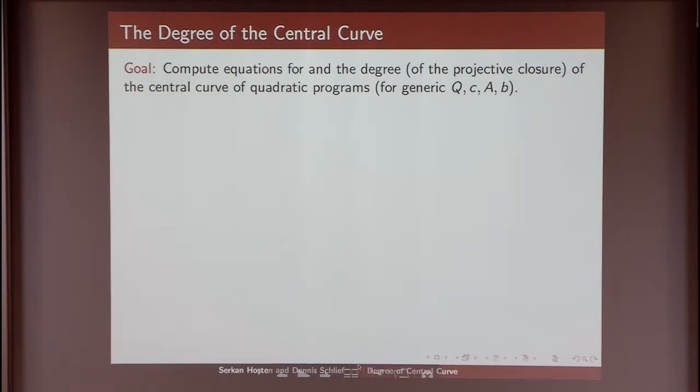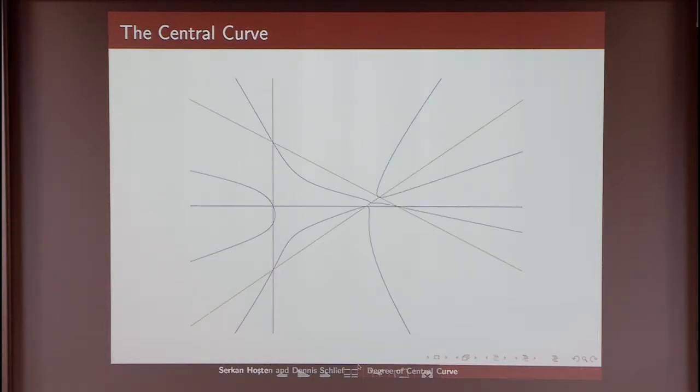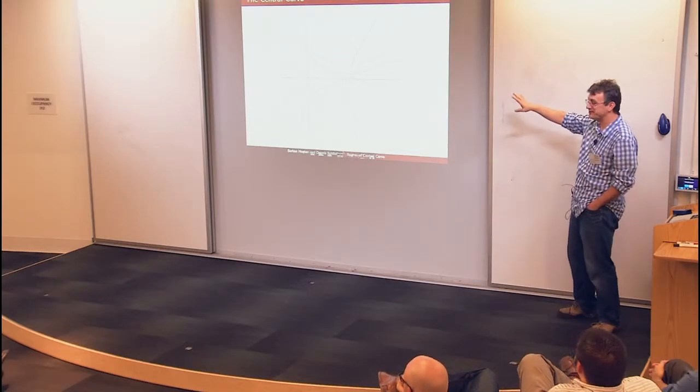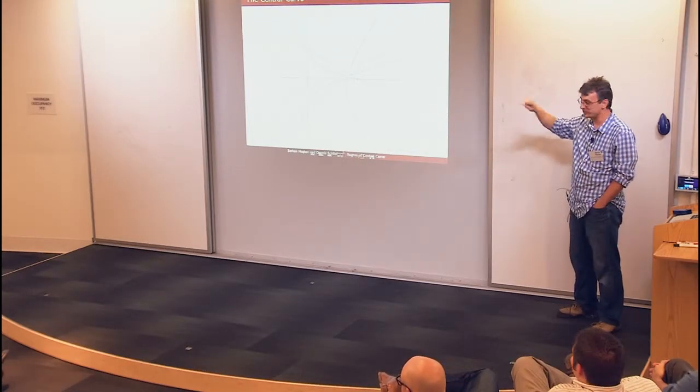So if you only cared about one of the regions, could you have a simpler curve? Seems like it. The central curve, the way I defined it, is that I forget about the non-negativity. I went to the complex numbers, I take the whole thing and then project it. So I get the whole curve. This is an irreducible curve, right?